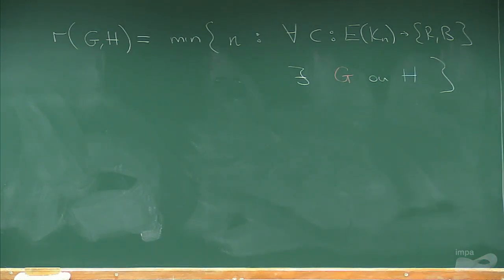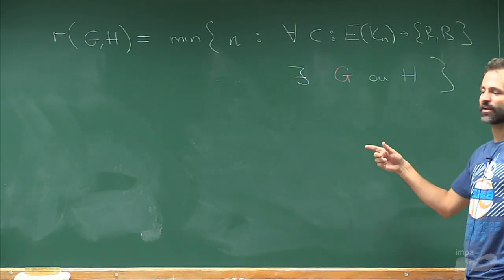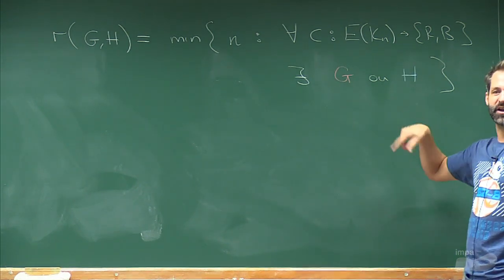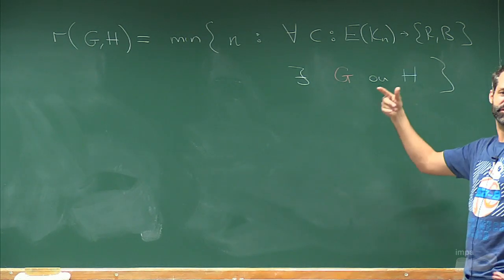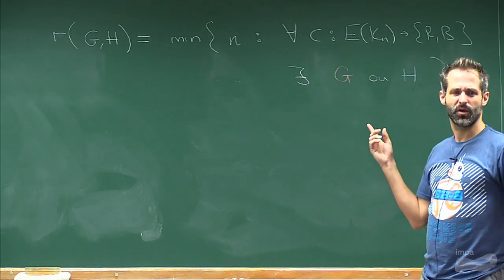Does it make sense? So you colour all the edges of the complete graph, and you're looking for either a red G or a blue H. So in the case in the lista, G is a triangle, so you're looking for a red triangle or a blue copy of the tree. Are there more questions?